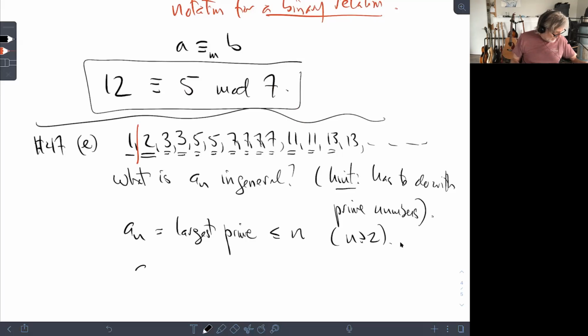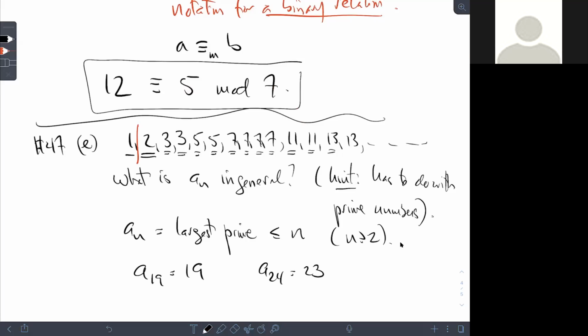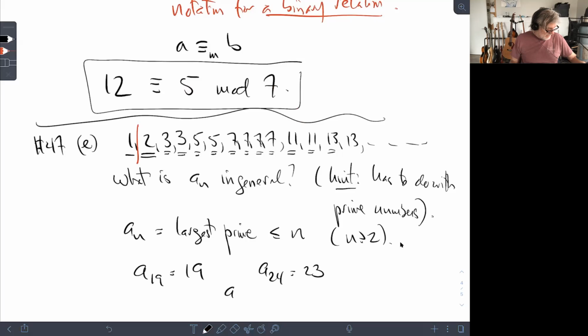So for example, a_19 is 19, because 19 is prime. But a_24, what's the largest prime up to that point? It's 23. And a_12, so 2, 3, 4, 5, 6, 7, 8, 9, 10, 11, 12, that's 11. So it works. That's one way, or by this other complicated way of seeing it, but it works too.